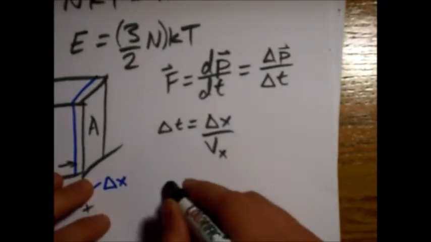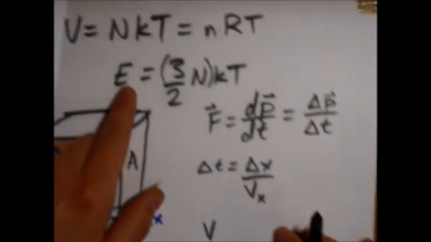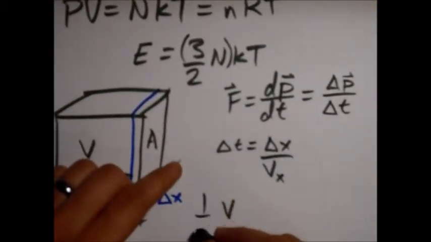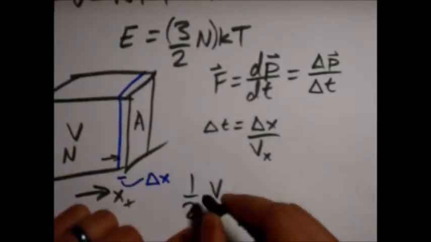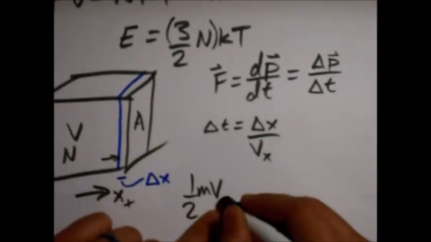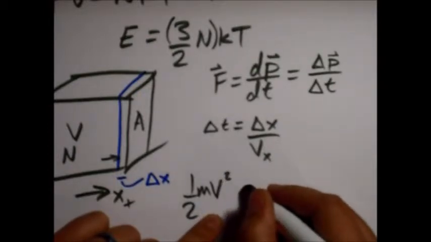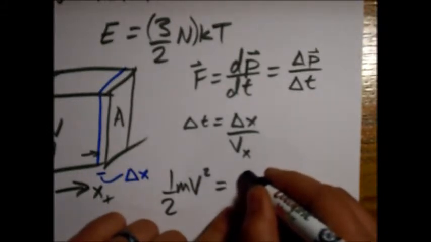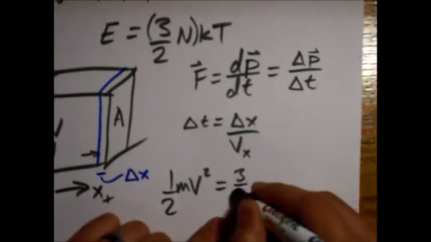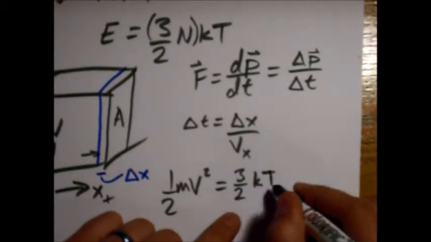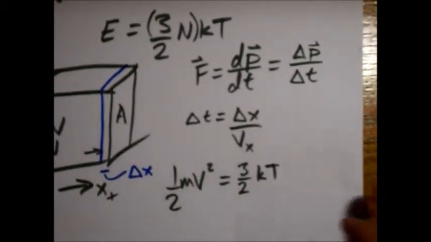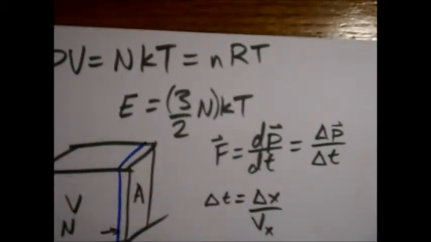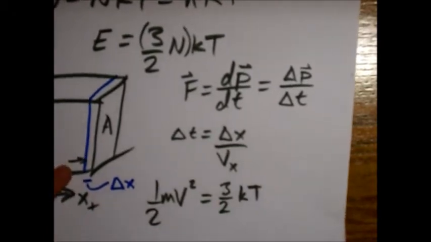So I'm going to start with this energy equation up here and just use kinetic energy, 1/2 mv squared, equals 3/2 kT, and we're looking at one individual particle now, so we don't have this N, so this is just the E for one particle divided by N.